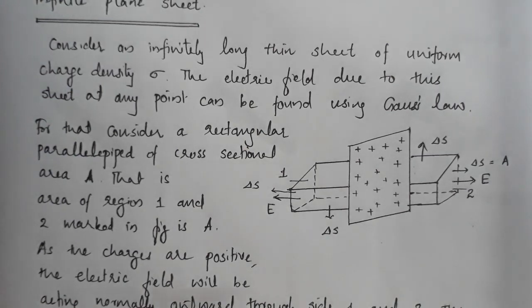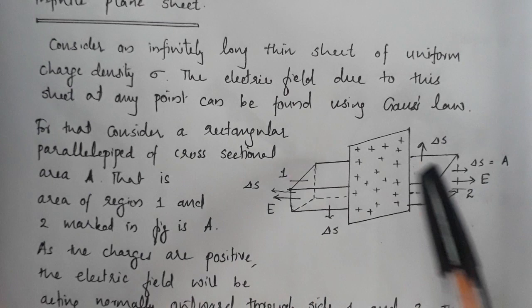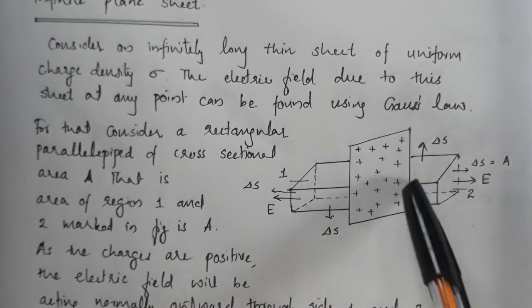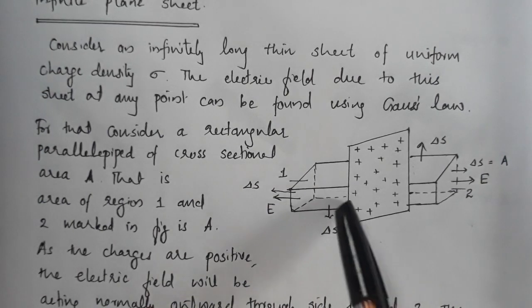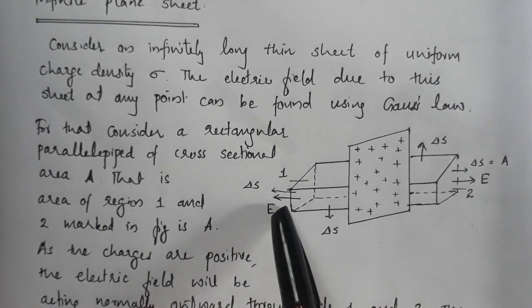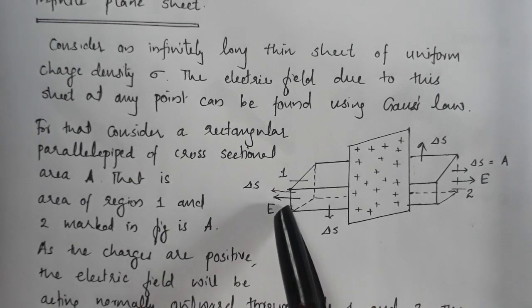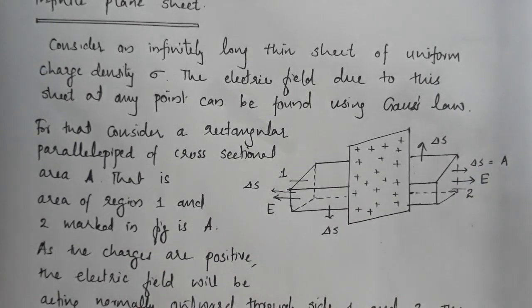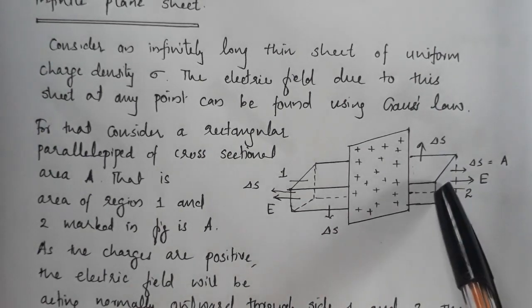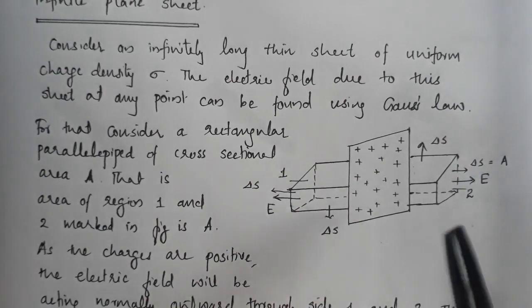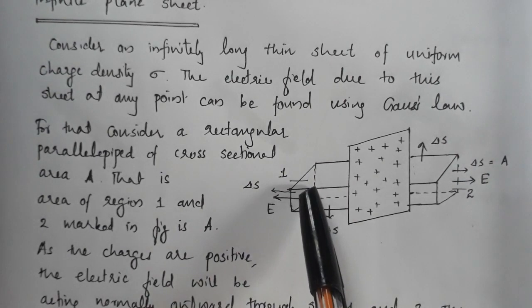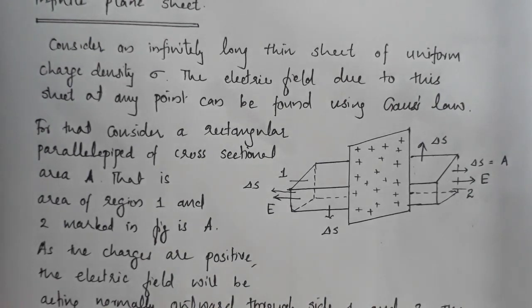Now let's consider the electric field. Electric field created by these positive charges acting away in this direction. As it is very thin, it will create electric field to the left side also. So this is the direction of electric field at this point. See the direction of electric field at this point and at this point. Now the surface area, this side, here there is a surface area A, and that is acting normally outward. So this is the direction of surface area. And here also the area vector will be acting towards the left side, delta S.